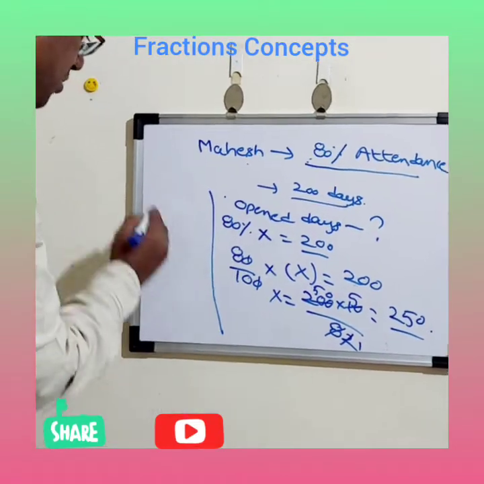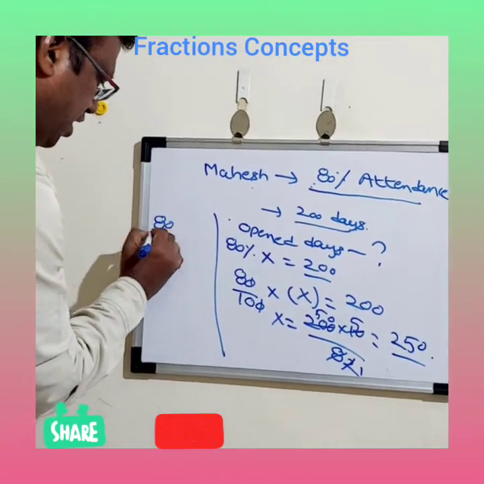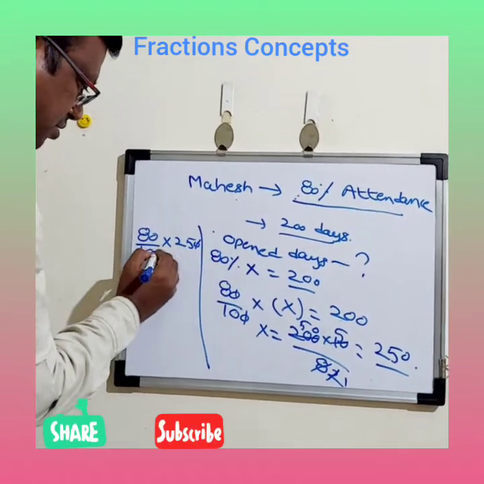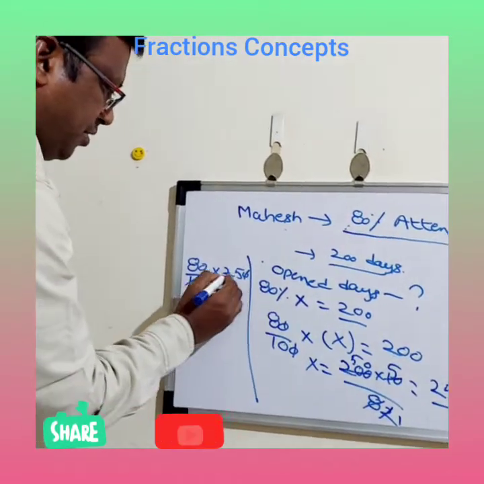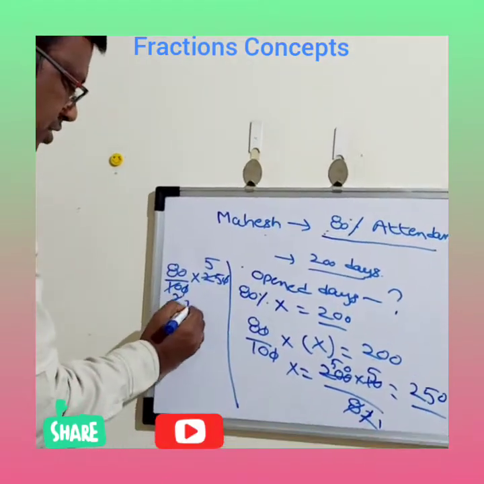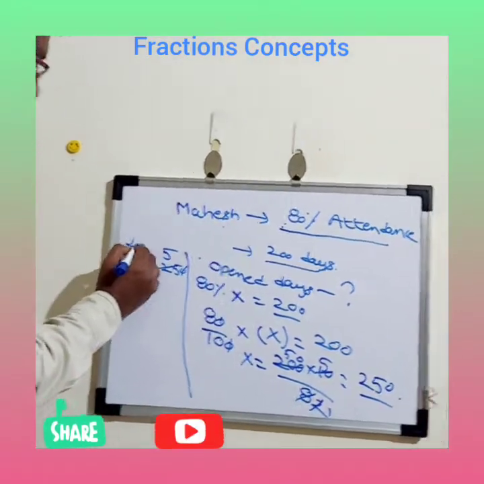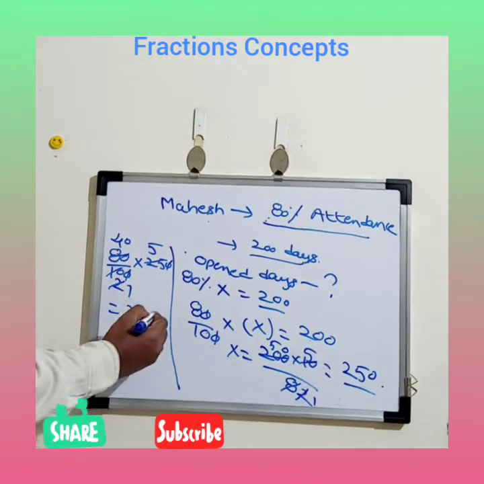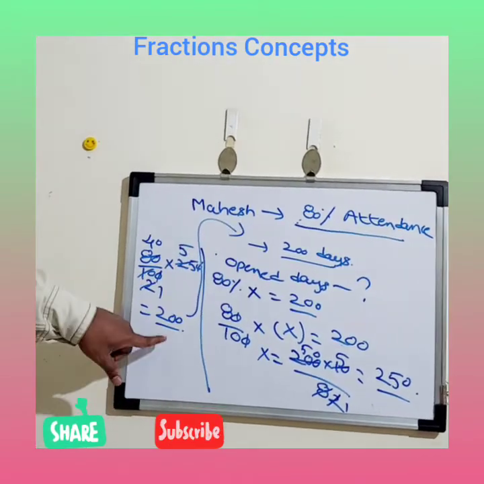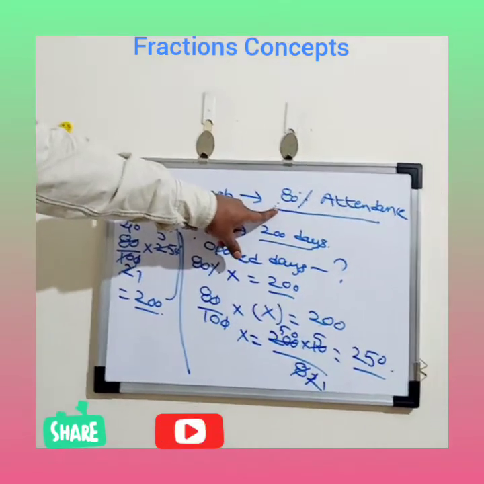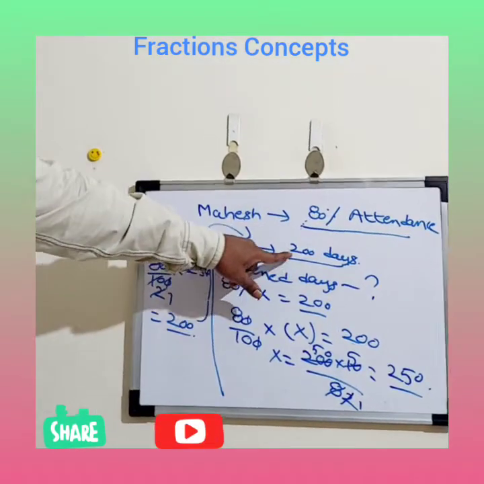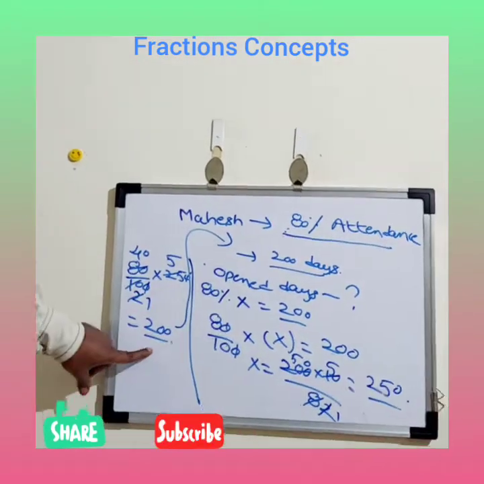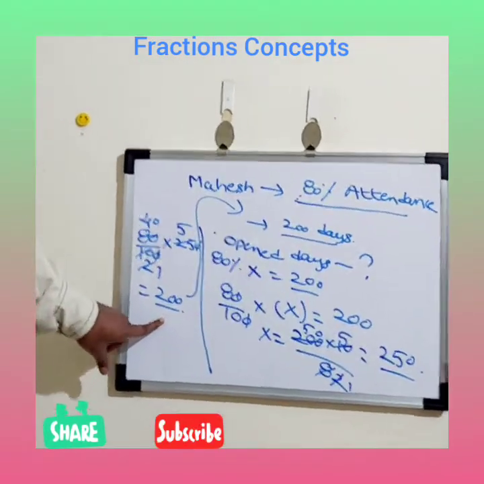What is the value of 80% of 250? 80 by 100 into 250. The zeros cancel. 5 2s are 10, 5 5s are 25, 2 1s are 2, 2 4s are 8, 45... how much? 200. So is this matching with your answer? Yes, because Mahesh attended 80% of the college, that is, he attended 200 days. What is the total open days? 250. So it is matching perfectly with the answer which we got.